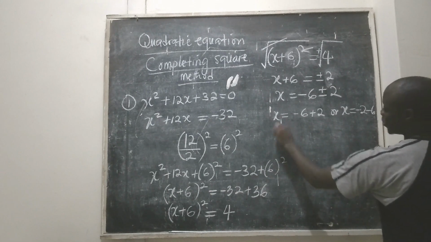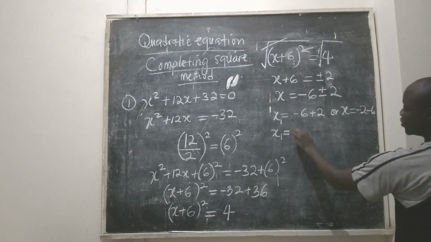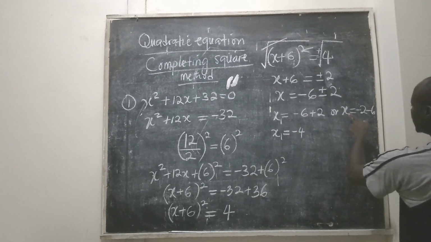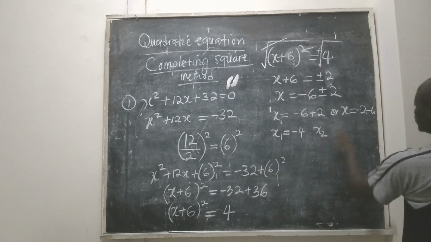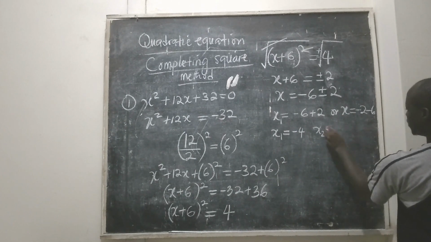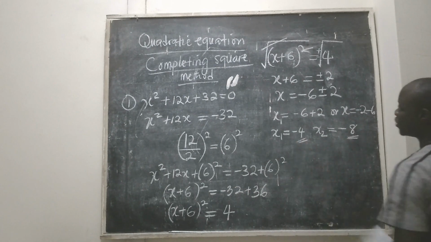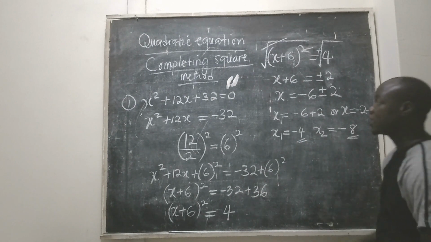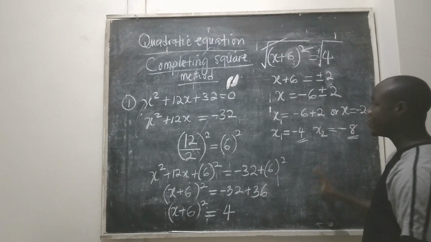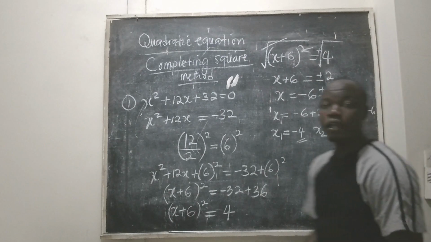So therefore our x1 here is equal to minus 6 plus 2, we have minus 4. And then our x2 is equal to minus 2 minus 6, which is minus 8. These are the roots of the equation. So this is how we calculate a quadratic equation using the completing square method.